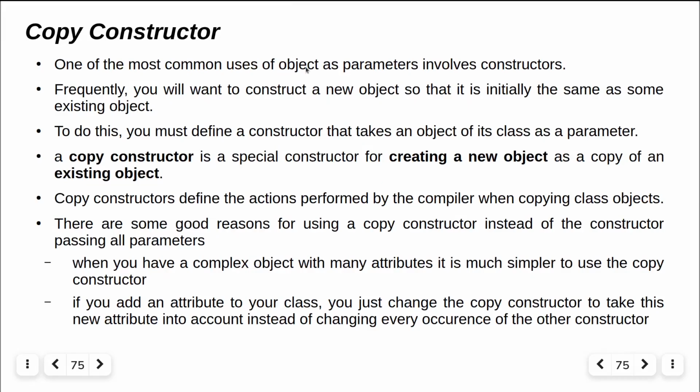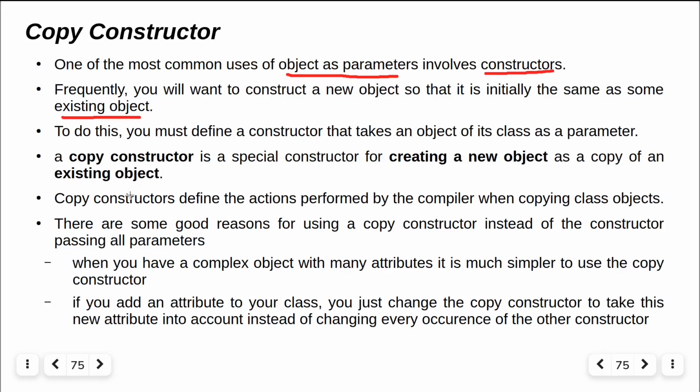We have seen how to pass objects as parameters to methods. Let us see how we can pass objects as parameters to constructors. Objects as parameters are most widely used while writing constructors. Suppose we want to construct a new object that is initially the same as an existing object. To do this, you must define a constructor that takes an object of its class as a parameter. A copy constructor is a special constructor for creating a new object as a copy of an existing object.